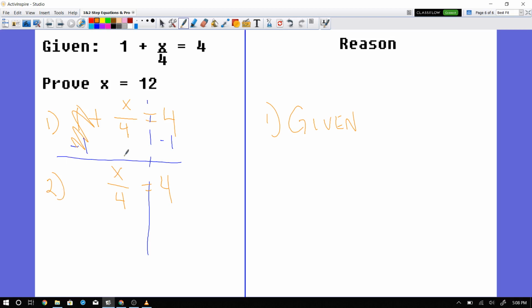So how did we get there? Well, it looks like in the blue we had minus 1 on both sides. So we got to step 2 by saying the subtraction property of equality. What you do to one side, you have to do to the other. And since we're solving a problem backwards, it's the inverse.